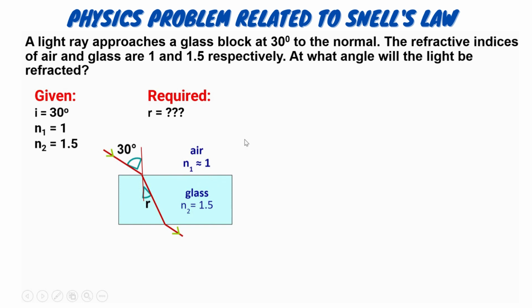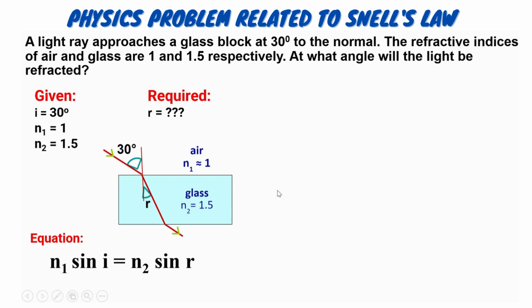For the equation, we can make use of Snell's law, where n1 times sine i is equal to n2 times sine r, where n is the refractive index, and for the i, this is the angle of incidence, and r will be the angle of refraction.